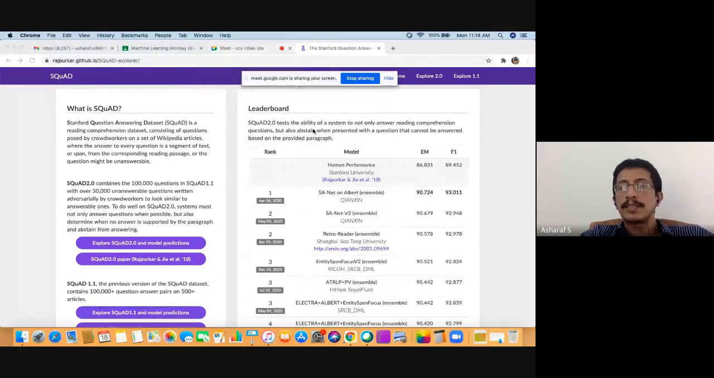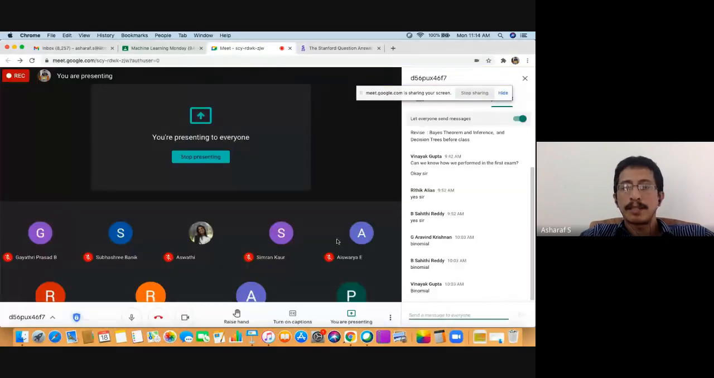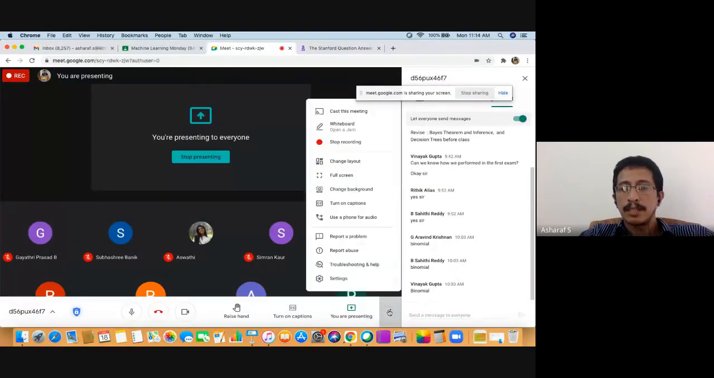So ensemble classifiers are interesting. You can see that even on the SQuAD leaderboard, the ensembles are doing better than the other ones. So I will be stopping recording here, and I will come back and cover the next topic maybe after a break.